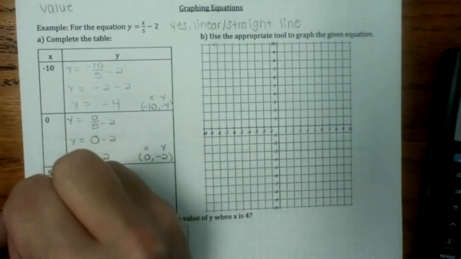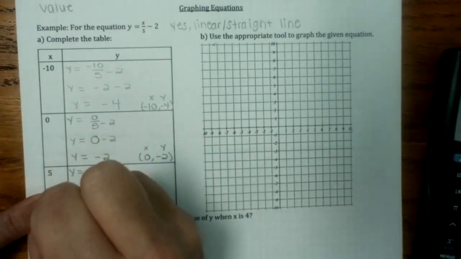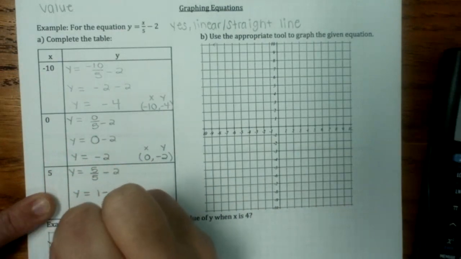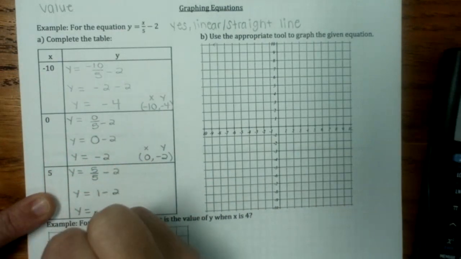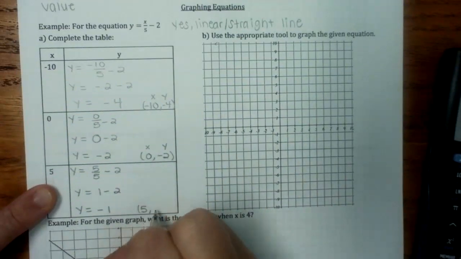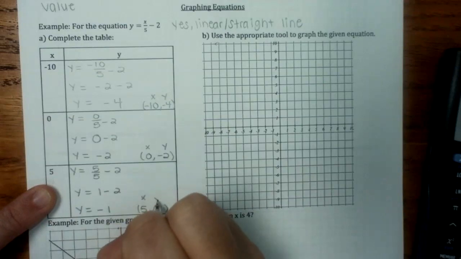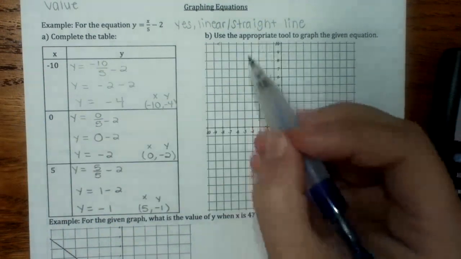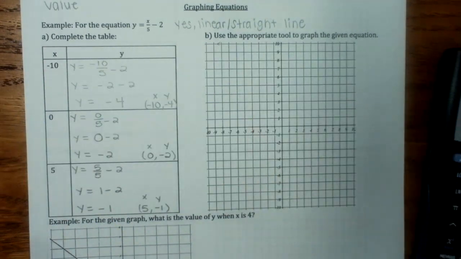Next, let's plug in 5 for x. So y equals 5 over 5 minus 2. 5 divided by 5 is 1. 1 minus 2 would give us negative 1. So our x value is positive 5, our y value is negative 1. So boom, I have 3 points. I can now plot these 3 points, connect the dots. I know it's going to be a straight line, and we're done.